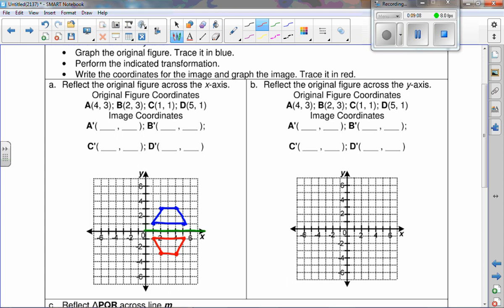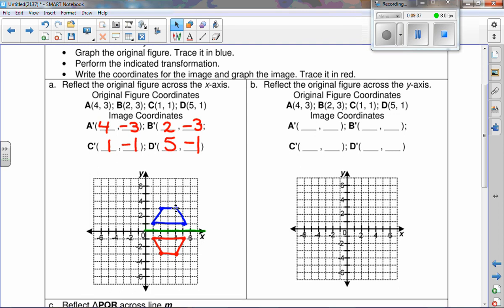And if you notice, our x numbers did not change. The only number that changed was the y numbers, and they became the opposite. Because we were reflecting over the x-axis, our y numbers were changing and becoming the opposite. And our 1, -1, and then 5, -1. Now that's how you would reflect an object over the x-axis.